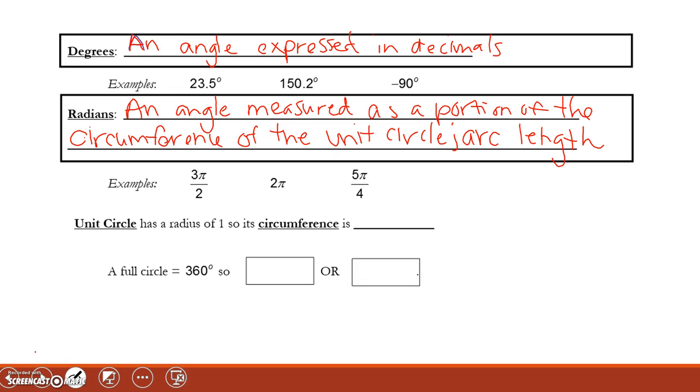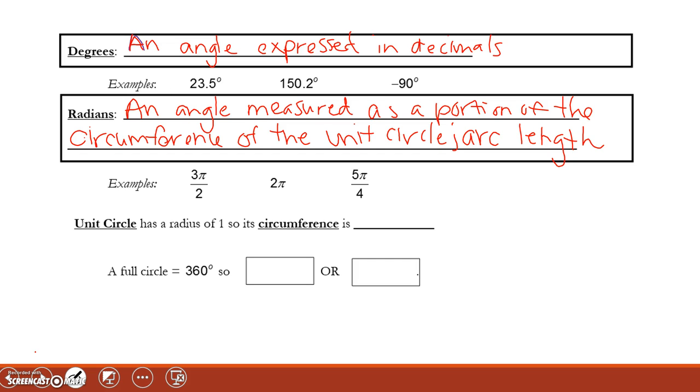So now for degrees, a degree is an angle expressed in decimals. So an example would be below. If you notice they have decimal points in them, you're not going to see a fraction in degrees. So then radians is another way of expressing angles. It's like inches and centimeters. It's an angle measured as a portion of the circumference of the unit circle. It's arc length. And so these are most commonly going to be expressed as fractions, as you can see from the examples. And so what we're going to work on is converting from degrees to radians or radians to degrees.